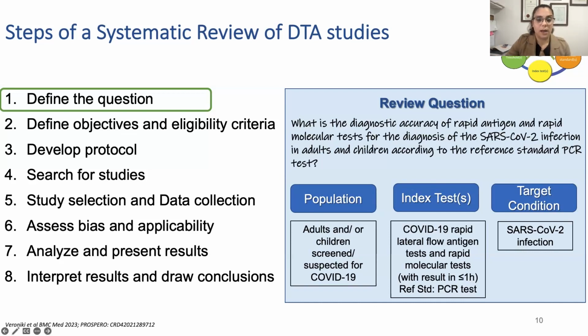And again, we need to define the reference standard against which we are going to assess the specific tests. And also as a T, the target condition, instead of having the outcome that we would have in the PICO criteria in a systematic review of interventions, we have the target condition. And here, for example, we have said that the target condition is the SARS-CoV-2 infection. So it's very important to start with the review question and the PIT criteria.